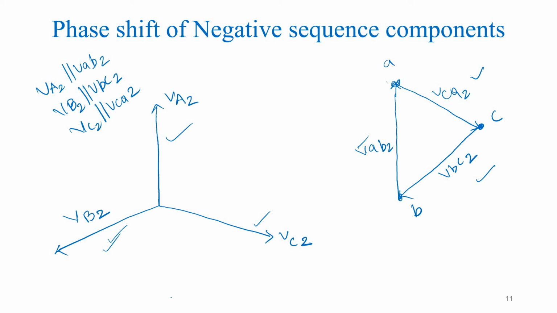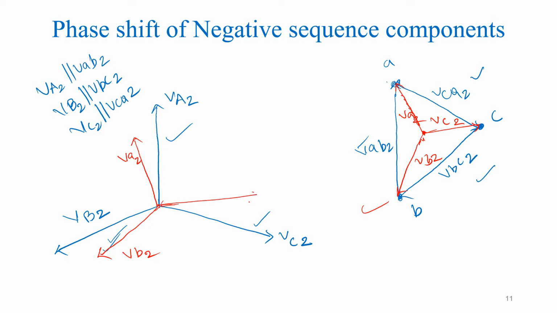Now let us represent the voltage with respect to the voltage side. So this is VA, VC and this is VB. By looking at this phasor diagram, copy the VA2, VB2, VC2 positions as it is here. So this is VA2, and VB2 is like this. So VB2 and VC2 position is like this. So this is VC2.